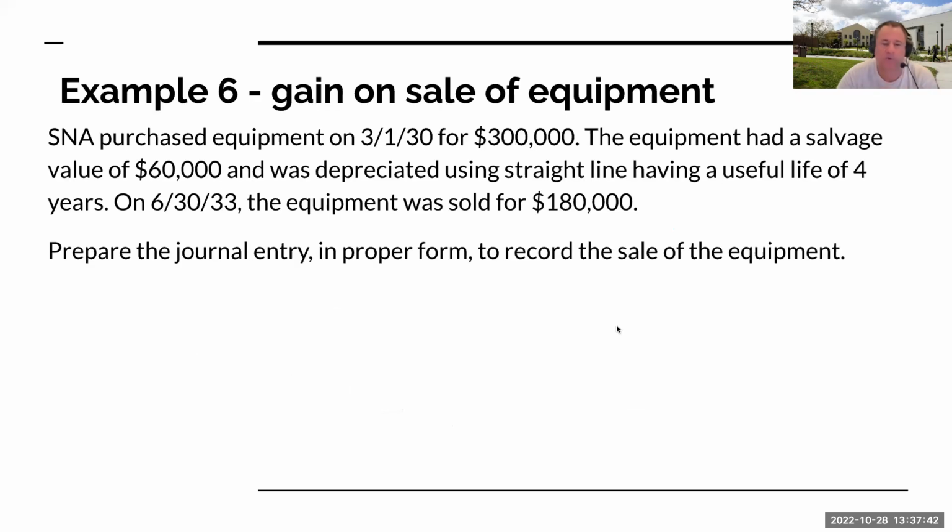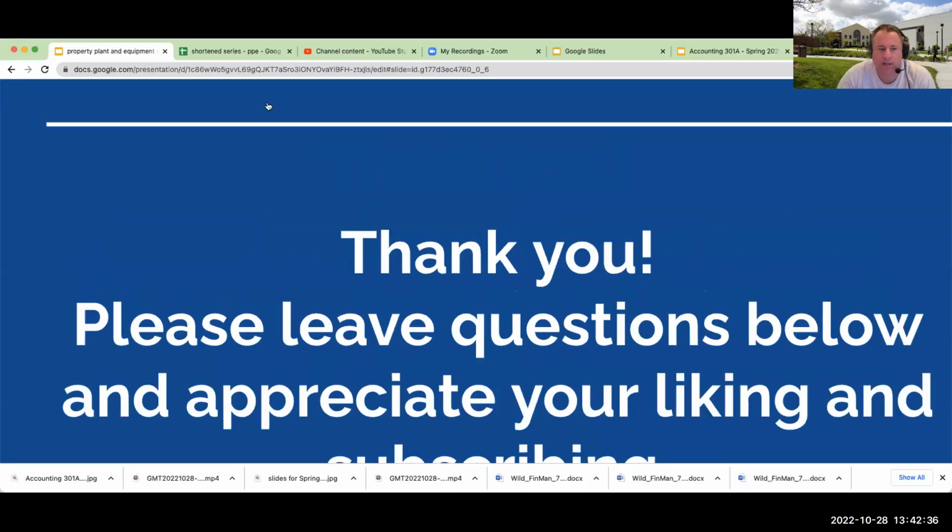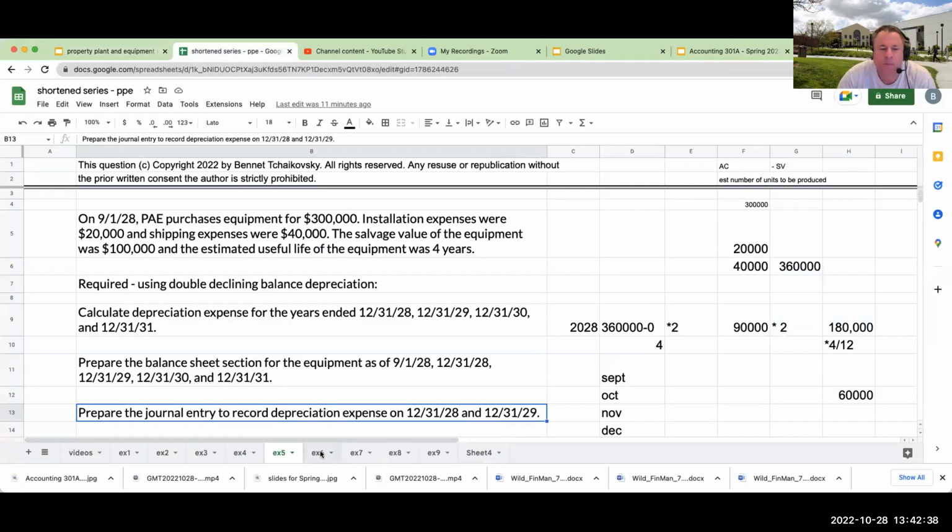Okay, so let's take a look at our problem. Here we purchased equipment on May 1st, 2030, for $300,000. The equipment has a salvage value of $60,000 and was depreciated using straight line, having a useful life of 4 years. On June 30th, 2033, we sold the equipment for $180,000. So let's go through and do this question.